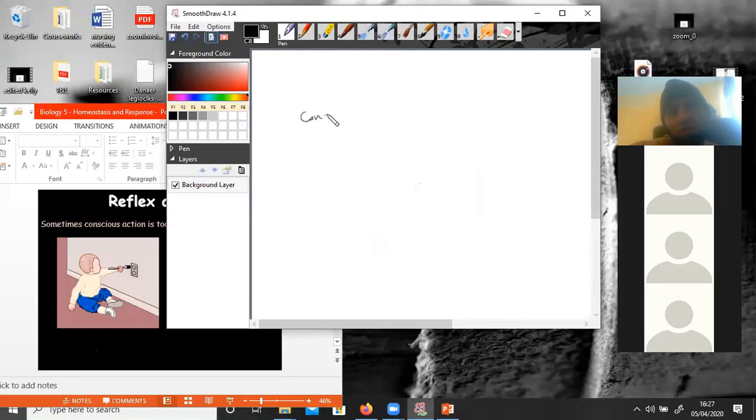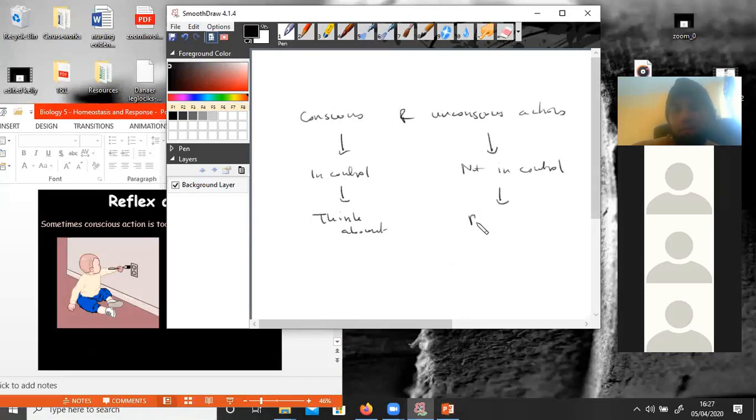So you've got two types of actions, conscious and unconscious actions. Now, a conscious action is one that you're in control of, one that you can think about. You can think about your response. An unconscious action is one that you're not in control of. You don't think about it in your brain. It doesn't take brain power, so the brain is not involved much. So a conscious action might be, for example, oh, it's hot outside. I've detected it. I'm going to take off my jacket. I've had time to think about it and I've made a response.